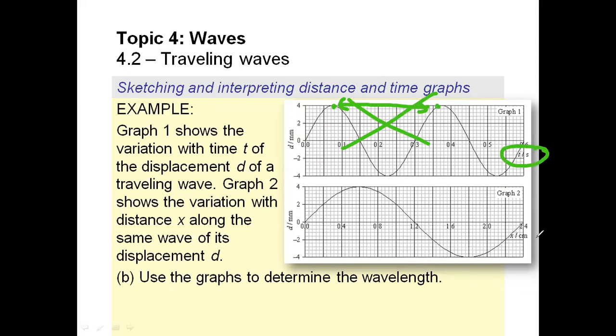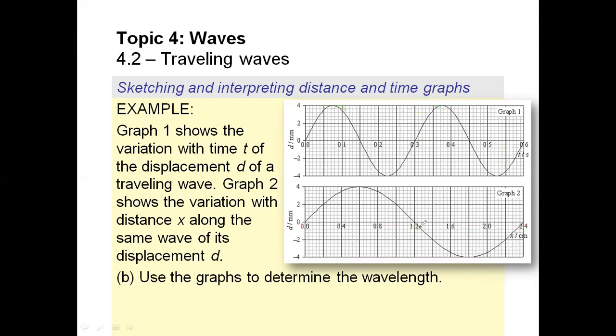Why? Because if you look at the second graph, the x-axis is given in centimeters, it shows position, it shows distance. So again, the wavelength is the distance between two crests or two troughs, or the distance of one complete oscillation. So one complete oscillation starts from here and ends here. It's one complete wavelength. And the distance between these two points is given as 24 centimeters. So that means wavelength will be 24 centimeters.